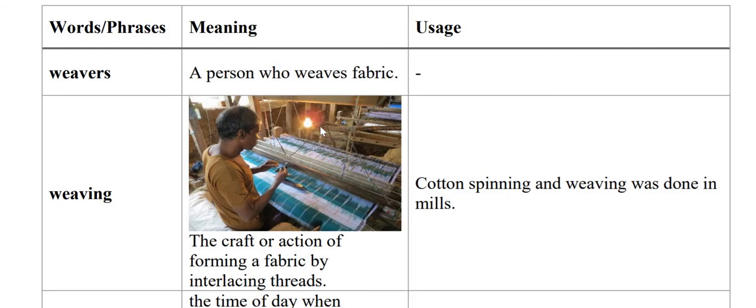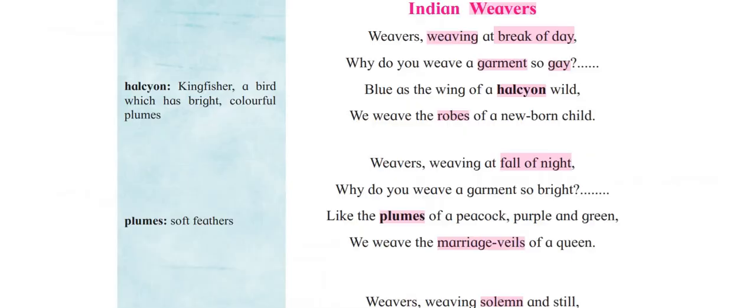So can you see the man is working on a loom, that is in a mill, to make fabric. So that is the work of a weaver. So basically, in every stanza, the poet is asking the weavers. So the first two lines of every stanza is a question by the poet to the weaver, and the next two lines is the answer given by the weaver. Okay, so let us start.